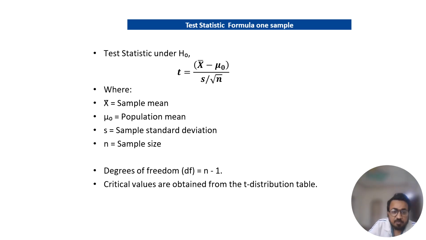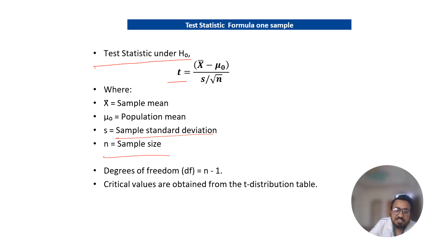Now we discuss the test statistic formula for one sample when the sample size is less than 30. We write the test statistic under H naught as t equal to x bar minus mu naught divided by s over square root of n. Here x bar is the sample mean, mu naught is the population mean, s is the sample standard deviation, and n is the sample size, which is always less than 30. The degrees of freedom are n minus 1. Then we find the critical value from the t distribution table.